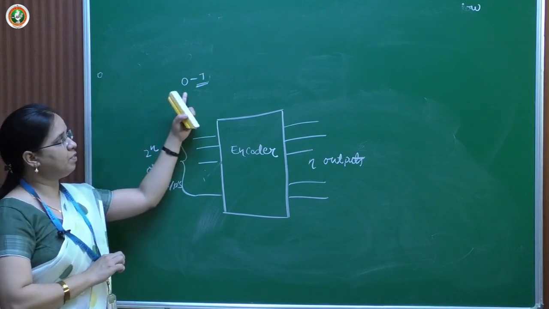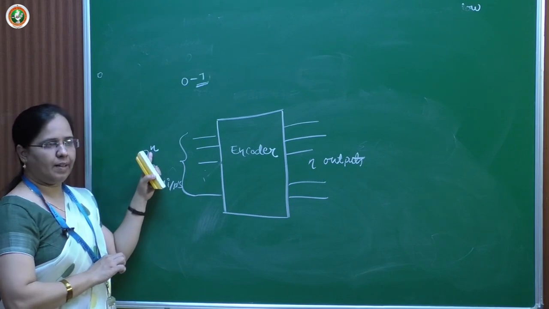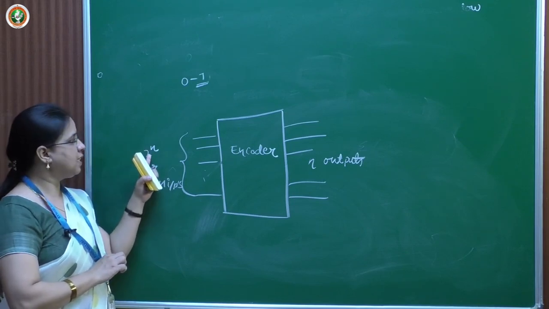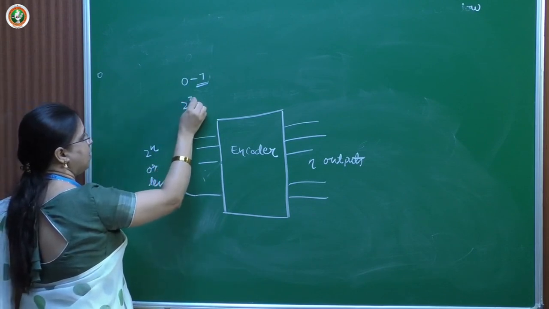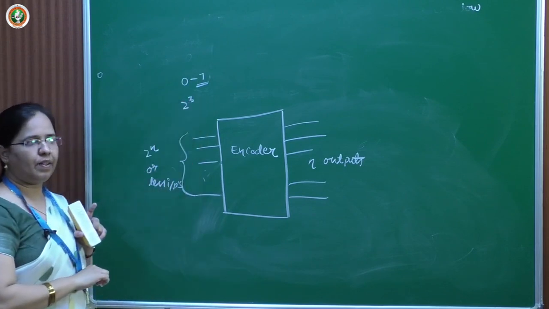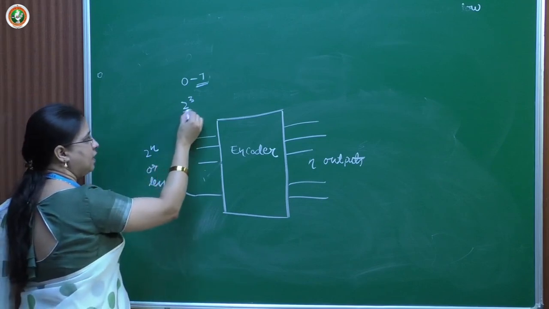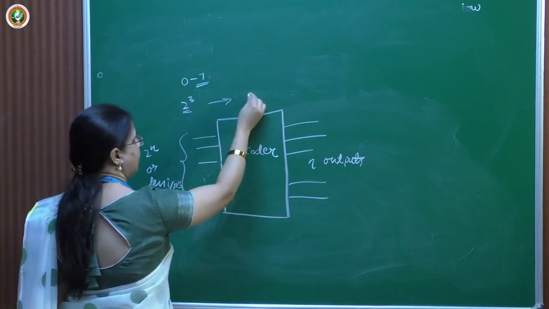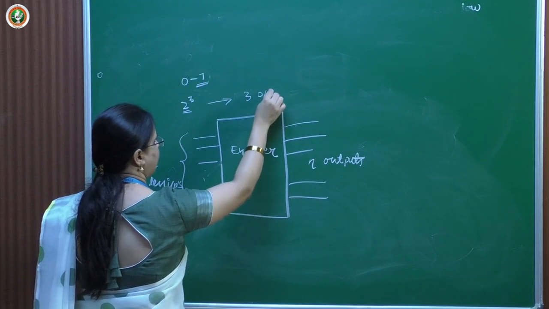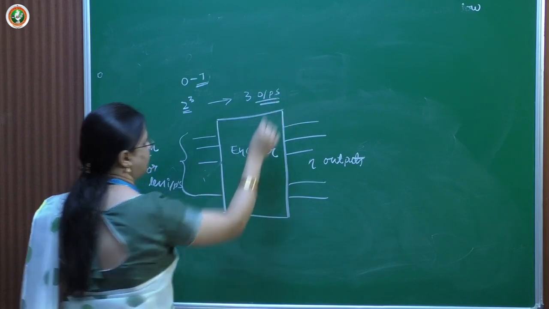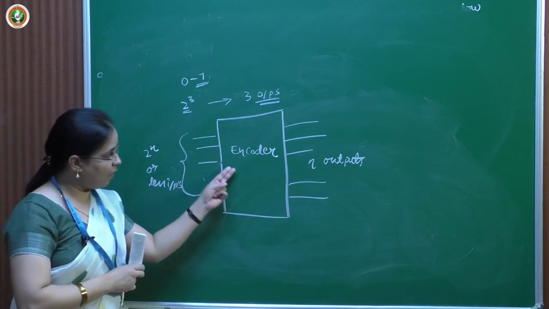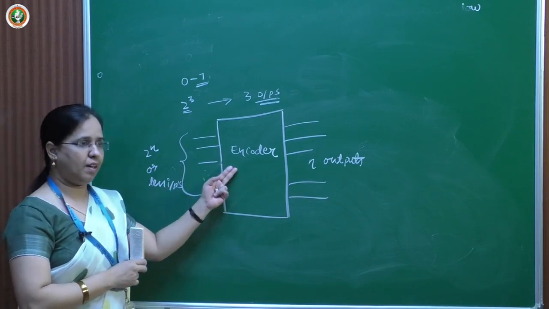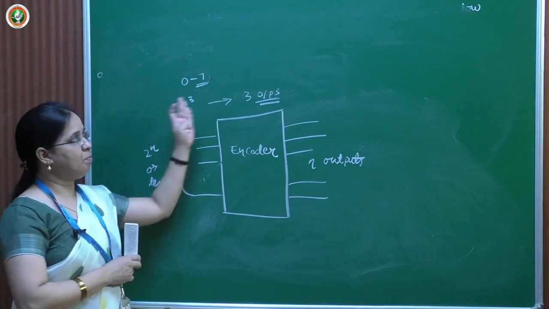The maximum number of inputs will be 2 power n. In our case, we have 8 inputs, so I can represent 8 as 2 power 3. If I have 2 power 3 inputs, it will have 3 outputs. So let us see how I can design the encoder that will perform the conversion from octal to binary.